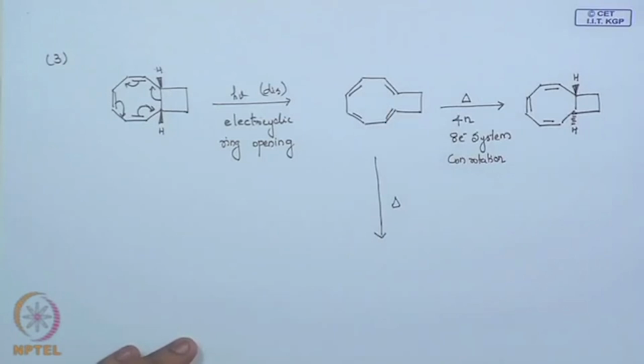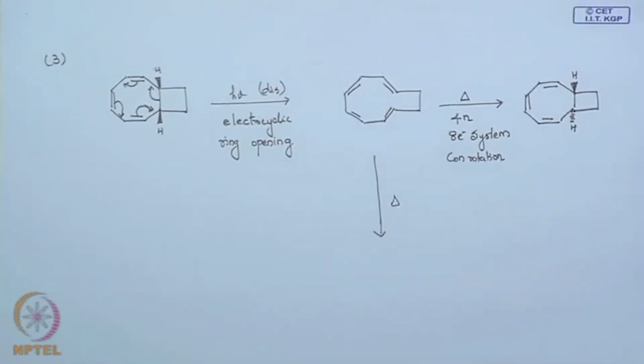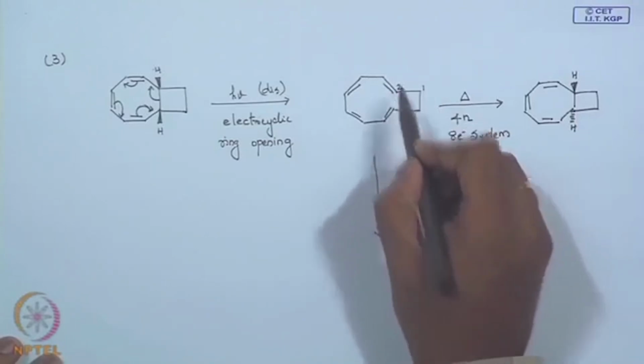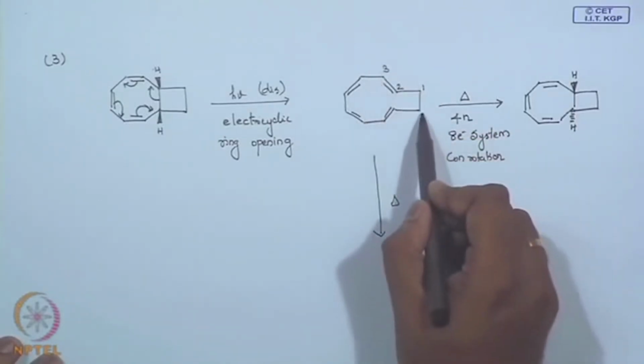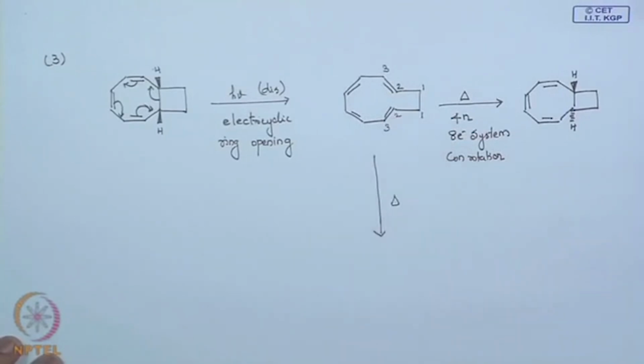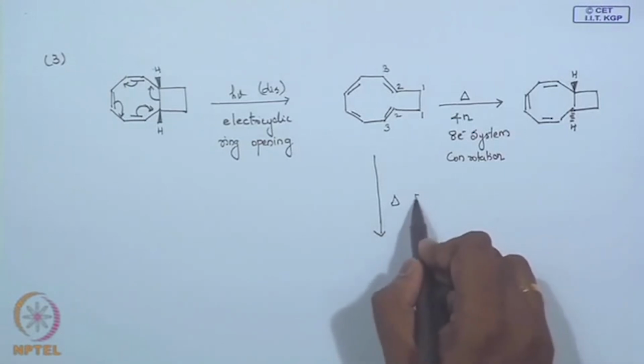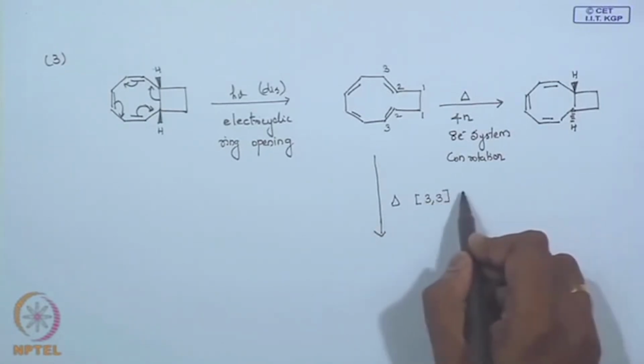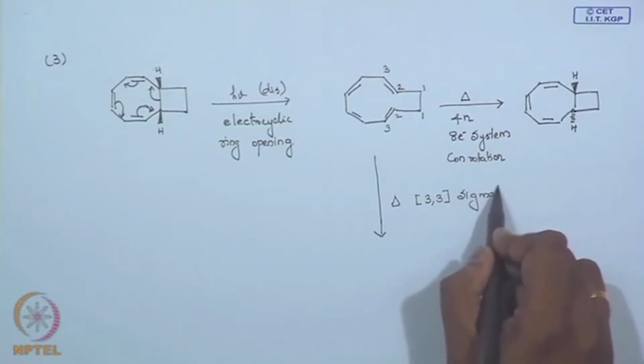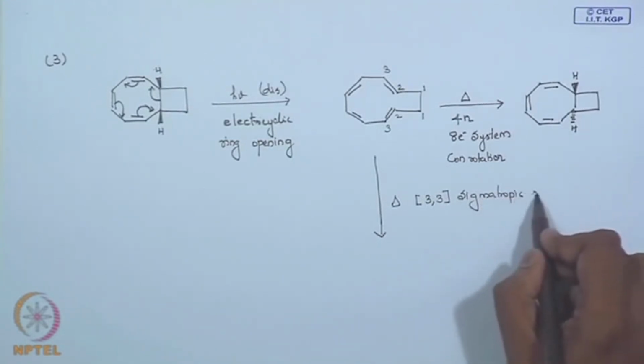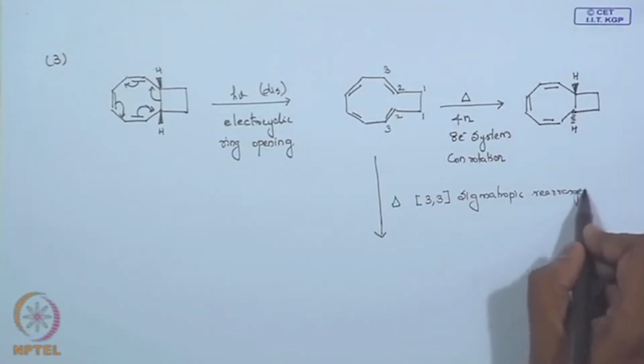The only problem is that you are not seeing the system, you are not numbering the pi. If you start numbering the pi electrons, you will know there is one important, well known reaction. Just number this 1, 2, 3, 1, 2, 3. Can you remember what that is? What can you think about? Yes, that's good. That's nothing but a 3,3 sigmatropic rearrangement.